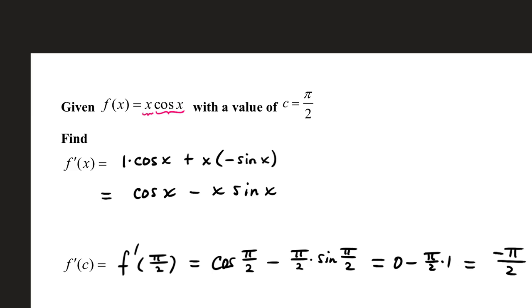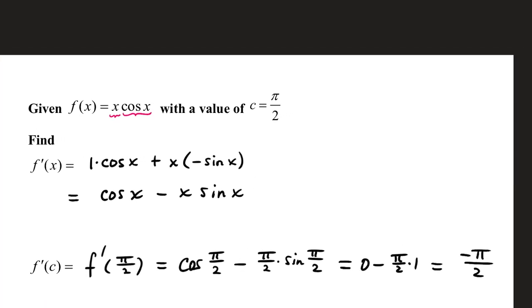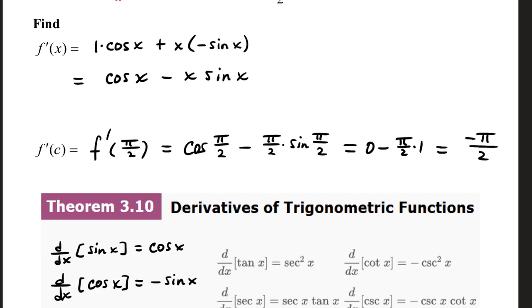In this problem, we were asked to replace c with pi over 2. And so basically that's going to be cosine of pi over 2 minus pi over 2 times sine of pi over 2. And if you remember from your unit circle, cosine of pi over 2 is 0. Sine of pi over 2 is 1. And so we have 0 minus pi over 2 times 1, and that comes out to negative pi over 2.